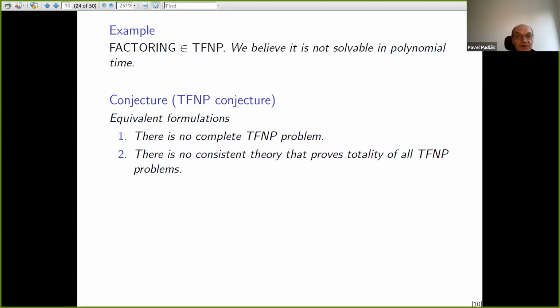The conjecture about total function NP is much stronger than just saying that there are problems that are not solvable in polynomial time. The conjecture is that there is no complete total functional NP problem. So this is far stronger than saying that there is one problem that is not solvable in polynomial time. And again, this can be stated equivalently in logic: there is no consistent theory that proves totality of all total functional NP problems.